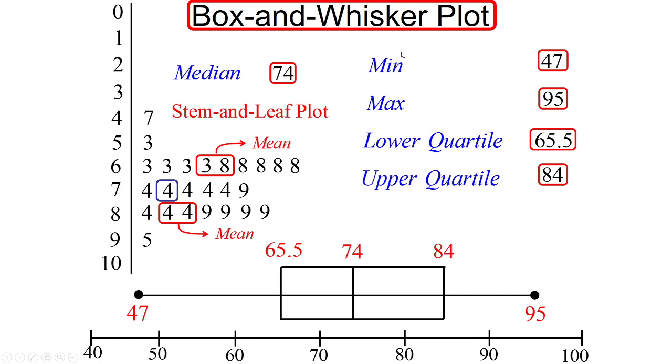Now, how do we use that? Well, in a box and whisker plot, normal data is in the box. These are the scores that were expected on this test right here. And then stuff on the whisker would be extreme data. So anything between 47 and 65.5 would be extreme on the low side, and then 84 and 95 would be extreme on the high side right there.